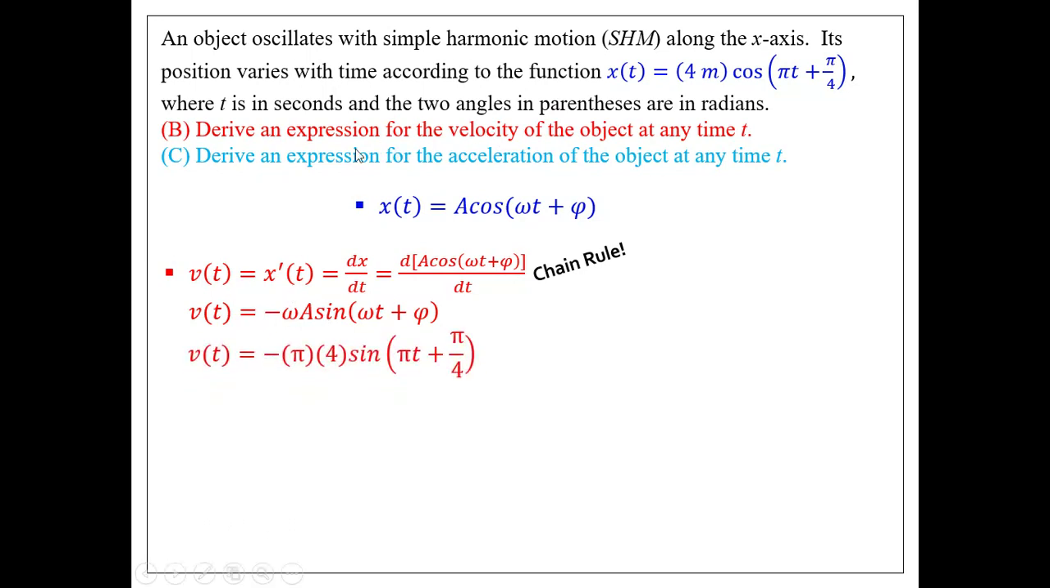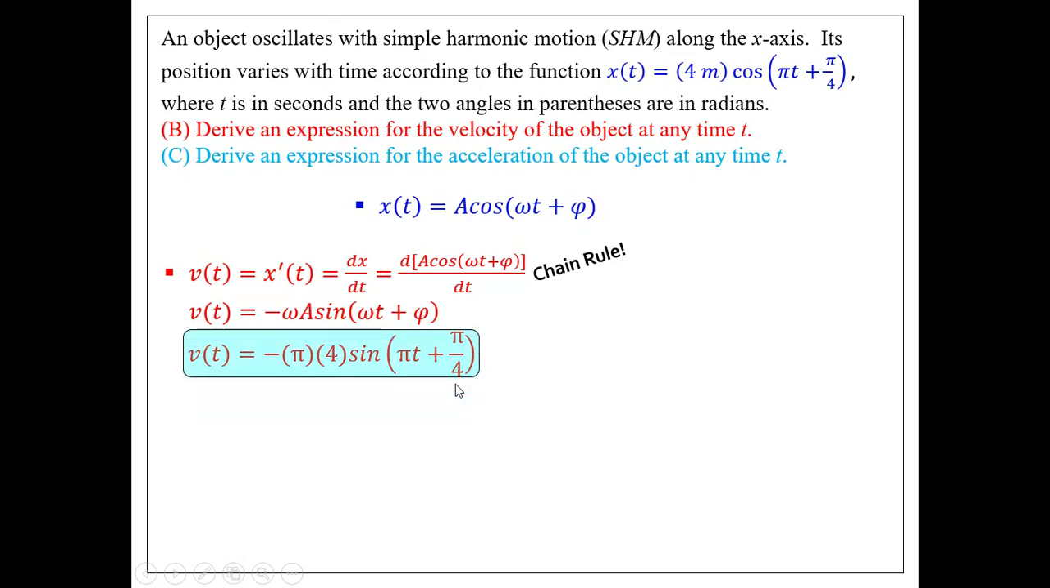So here it says find an expression, so I'm just going to plug in omega as pi because I previously found omega to be pi in part A. Or again, the function tells you omega is pi. If you recognize the format, omega matches up with pi, and A is just 4. I left out the units here, just to save space. Once again, omega is pi, and then the phase shift here is just pi over 4, and that is it.